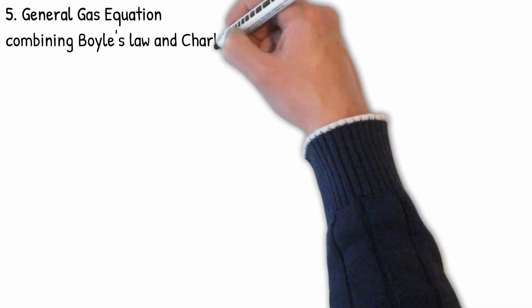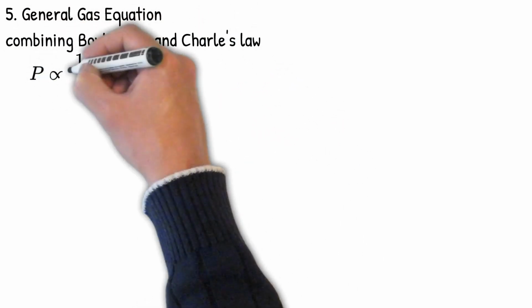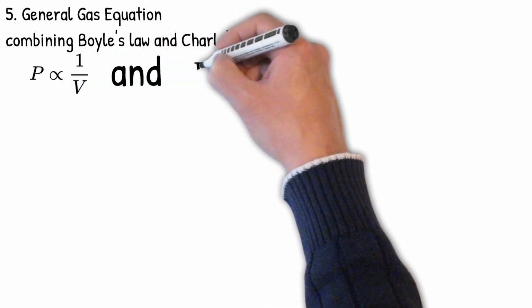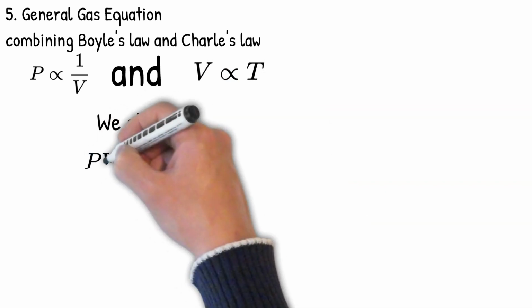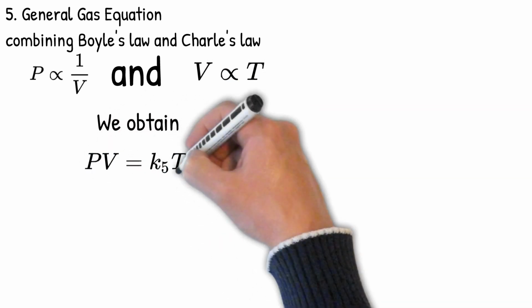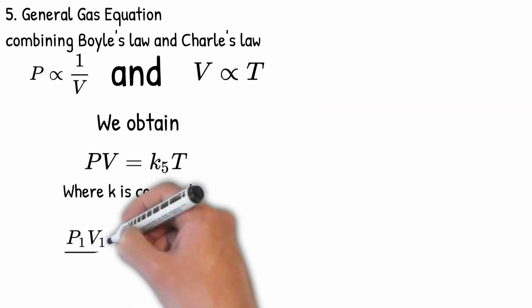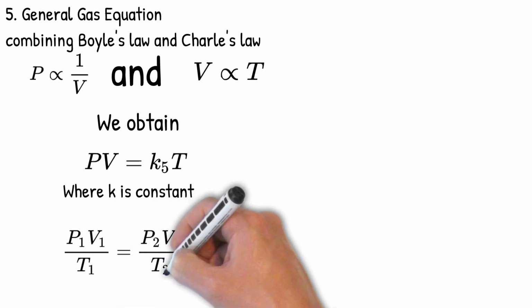Number 5. General gas equation. By combining Boyle's law and Charles' law, pressure inversely proportional to volume and volume directly proportional to absolute temperature, we obtain PV equals KT, where K is constant. So the formula becomes P1 V1 over T1 equals P2 V2 over T2 for two gases.